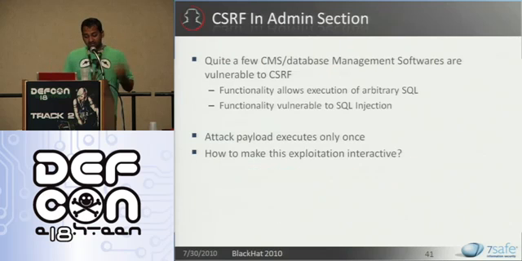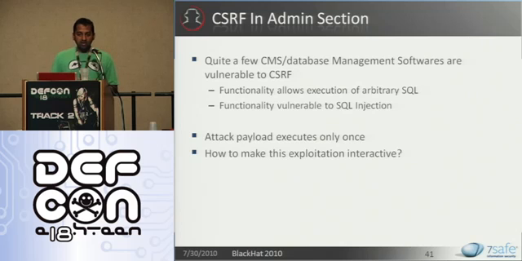Other examples of this vulnerability is if you find a cross-site request forgery in the admin section. So, for example, consider an admin session's screen which is vulnerable to cross-site request forgery, and it either allows execution of arbitrary SQL as a feature, or because the admin screen is vulnerable to SQL injection. In either case, whatever attack payload you inject, that will be executed only once.